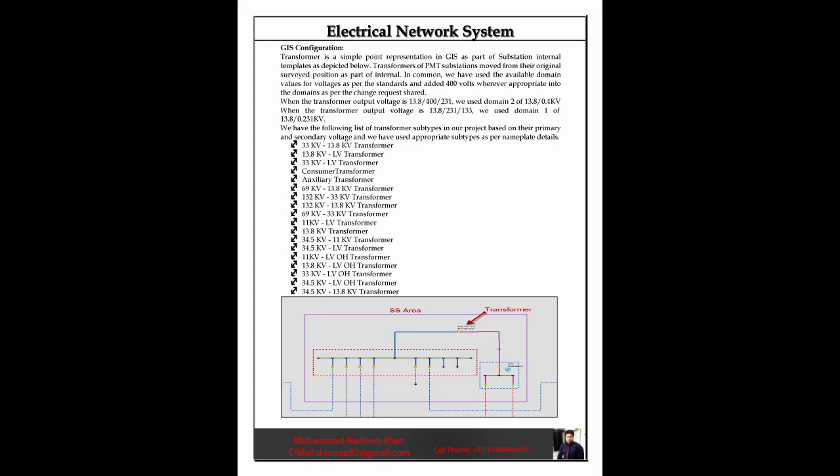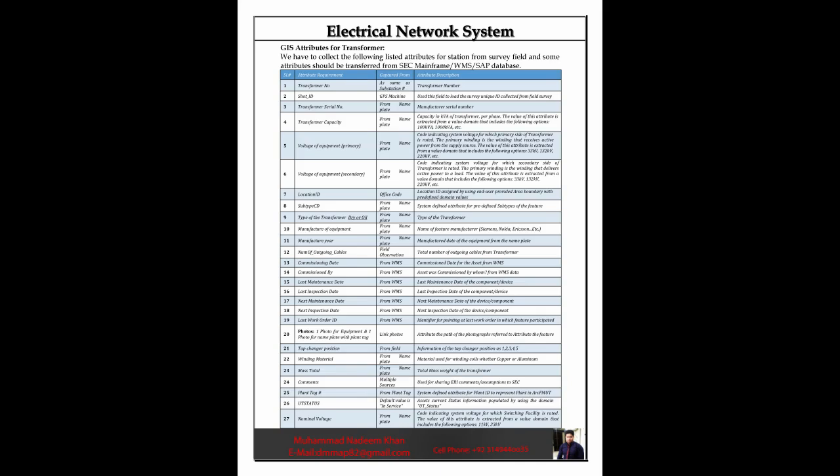34.5 kV, 13.8 kV transformer. GIS attributes for transformer. We have to collect the following listed attributes for station from survey field, and some attributes should be transferred from SEC mainframe/WMS/SAP database.